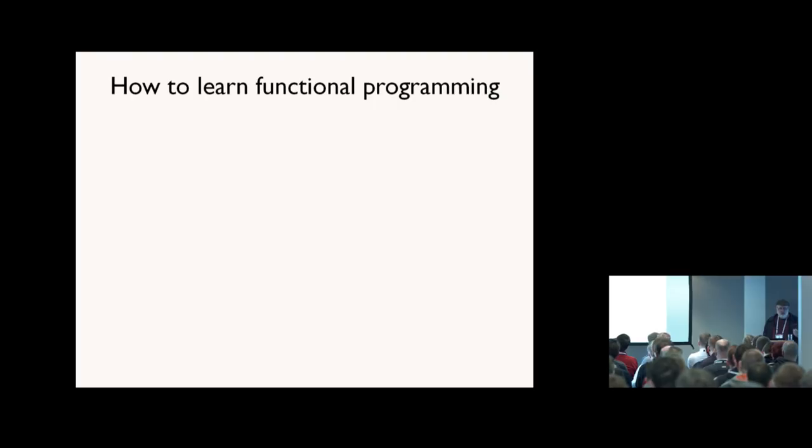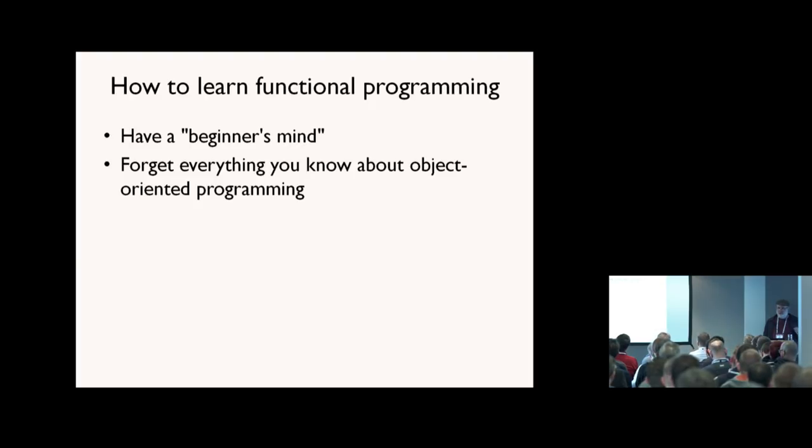Okay, so the prerequisites for this talk. I'm assuming you want to learn functional programming, and so I have some recommendations. You need to have a beginner's mind. You need to forget everything you know. You need to pretend that you've never seen any of this stuff before. I think that will be really helpful. And in particular, you need to forget everything you know about object-oriented programming.